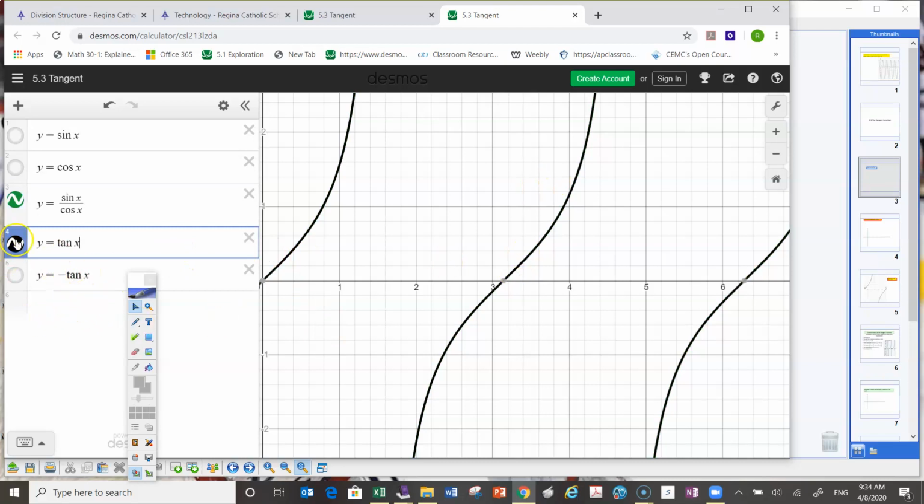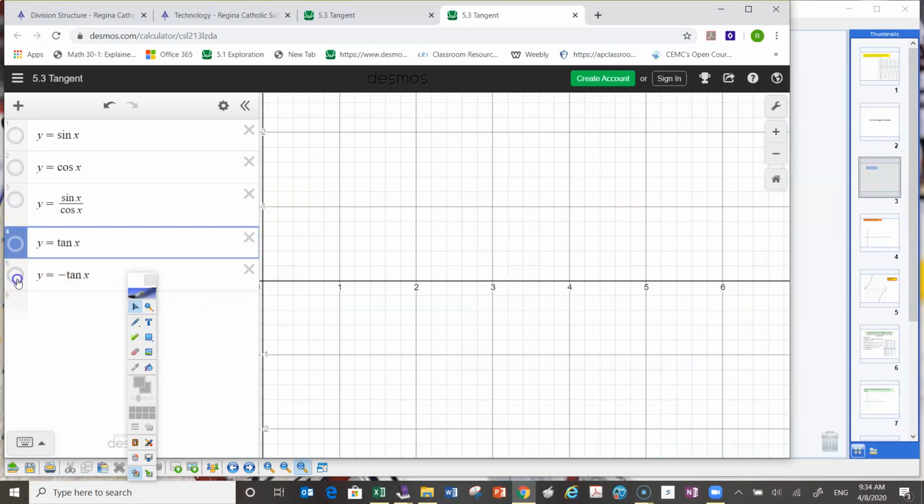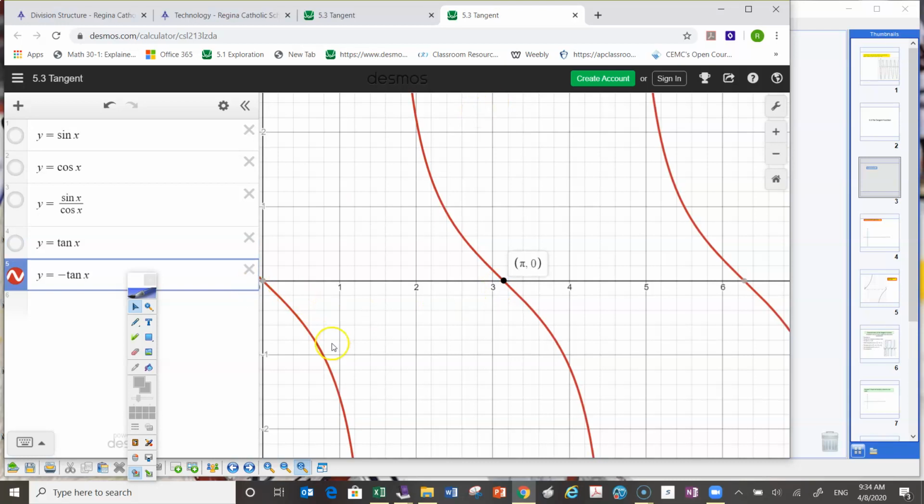And negative tangent, if I take these two off, negative tangent is the same thing except it goes downwards first. So instead of heading up here, negative tan goes down first and then it goes up. Now in the middle, you don't see it, but there's actually a vertical asymptote there, and we'll look at that when we draw the graph of tangent in the next slide.